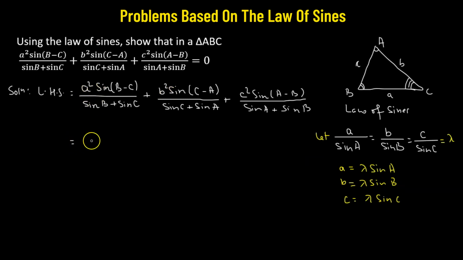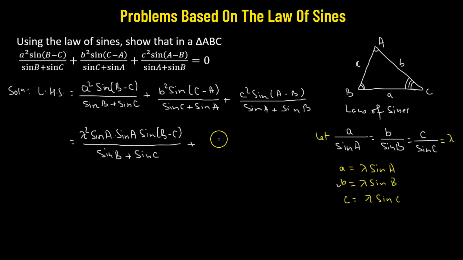So here we have a squared. In place of a squared, we have lambda squared multiplied by sine squared A. But we're going to rewrite sine squared A as sine A times sine A. This will become evident in the next step, but for the time being, let's write it down in this fashion. Multiplied to it is sine of (B minus C), whole divided by sine B plus sine C. Coming to the second term, we have b squared. In place of b squared, we use lambda squared times sine squared B, which can also be written as sine B times sine B, multiplied by sine of (C minus A), whole divided by sine C plus sine A.